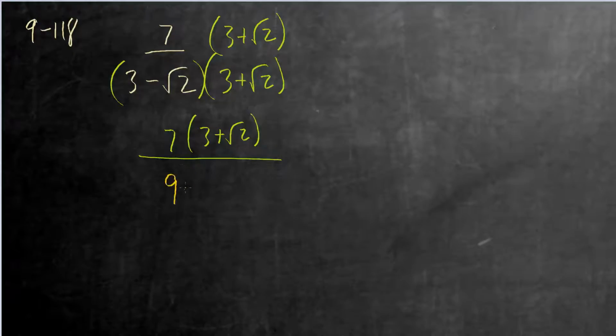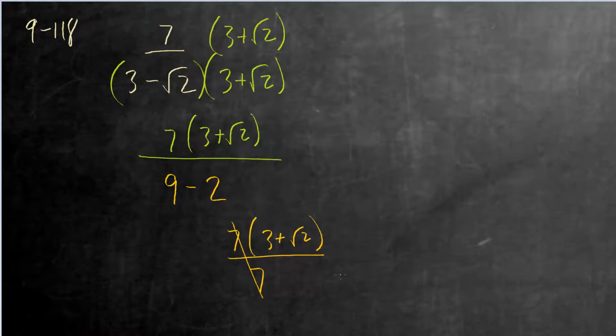3 squared minus the square root of 2 squared should be our 2. And this is where 7 times 3 plus root 2 over 9 minus 2 is 7, so the 7s go away, and we're left with 3 plus root 2 right there.